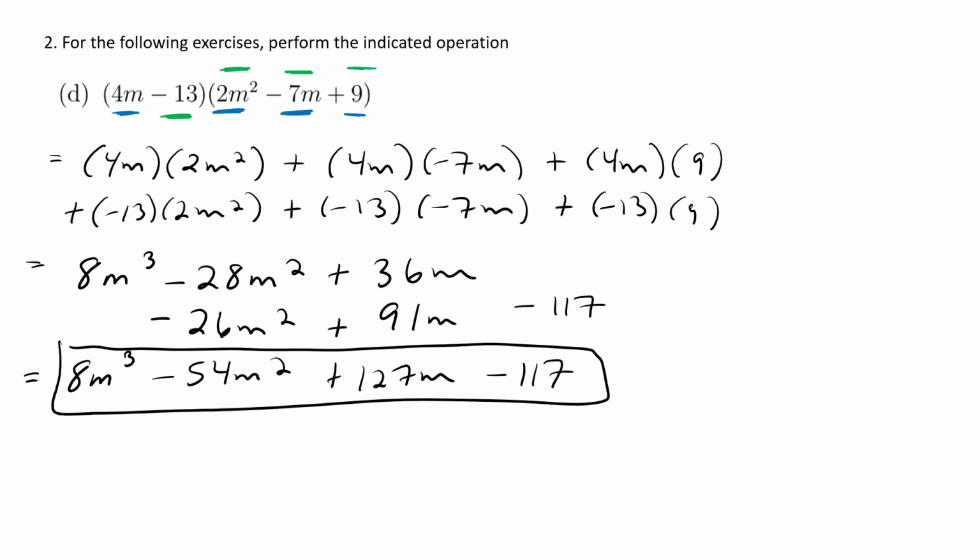All right, so again, you can use FOIL, like on that previous example, when we only have binomial times binomial, so only two terms, but that kind of breaks down when we have more than two terms, right? So this idea of systematically taking each term in the first polynomial and multiplying it by each term in that second polynomial works. And if we had three polynomials, we do the same thing. We start with the first two, then we take the result of that and multiply by the next one.